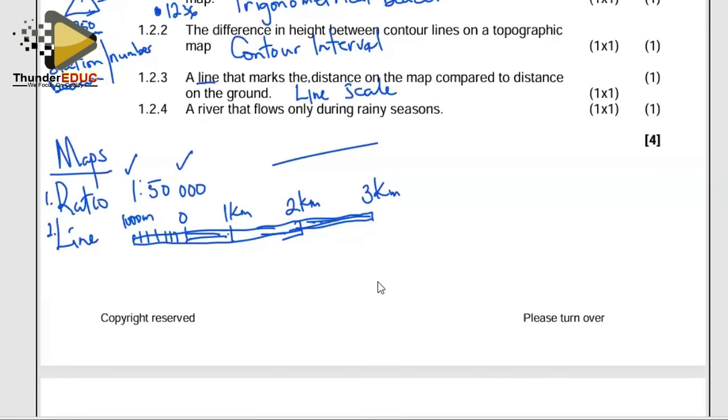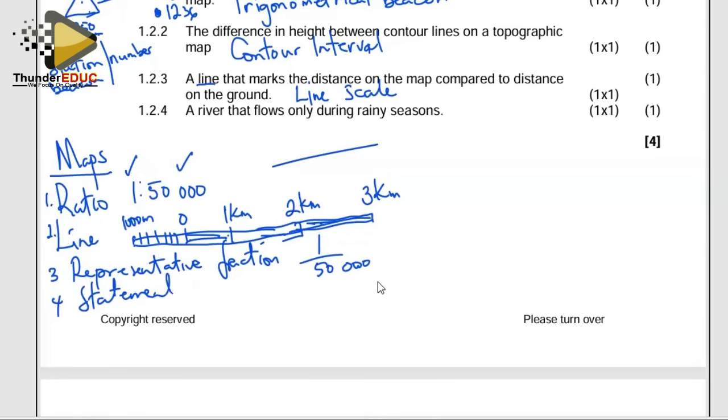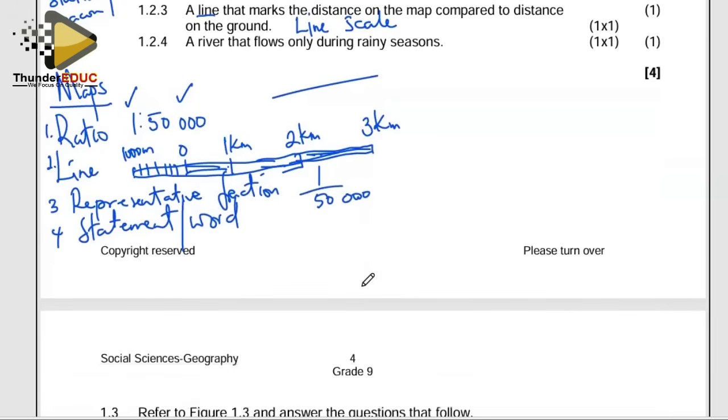But in general, we also have other types of scales that we use in geography. We also have a representative fraction as a scale, for example, 1 over 50,000. Then we also have a statement scale, a word scale. Those are the basic types of scales that we use in geography on our maps. Right, that's besides the point, we're just trying to elaborate on the concept of the scale. Right, we got number 1.2.4.